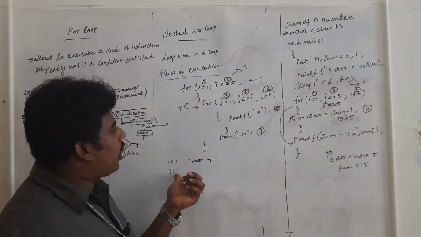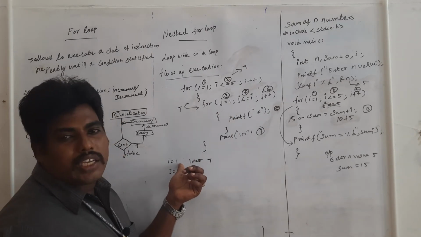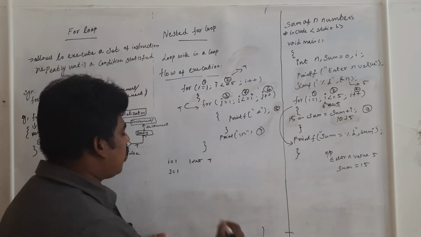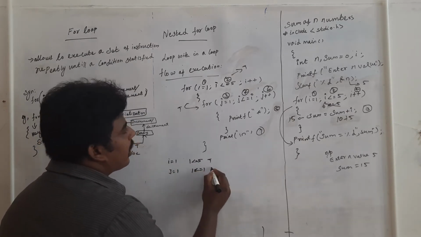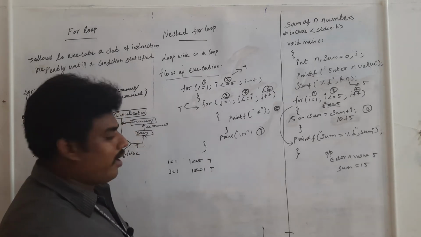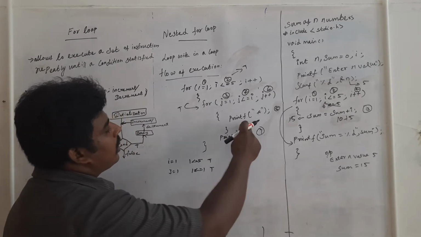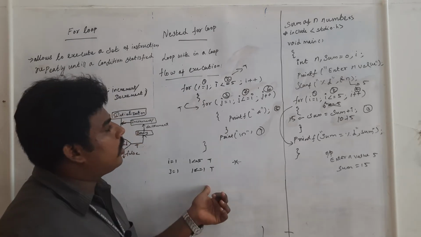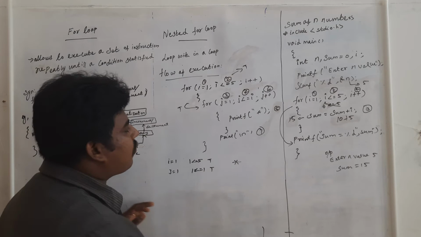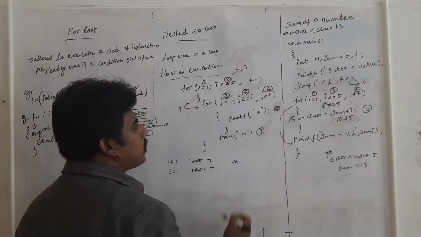What's the j value? 1. Less than or equal to i. It's not less but equal to i. So 1 less than or equal to 1. Again this condition is true. If both conditions are true, it will come here. It will print 1 star. After completing this, j plus plus.